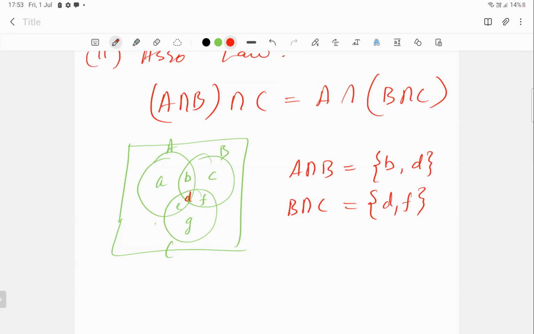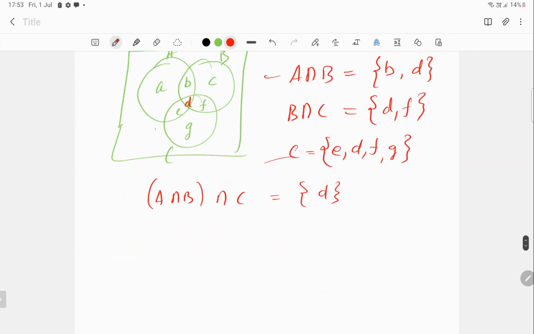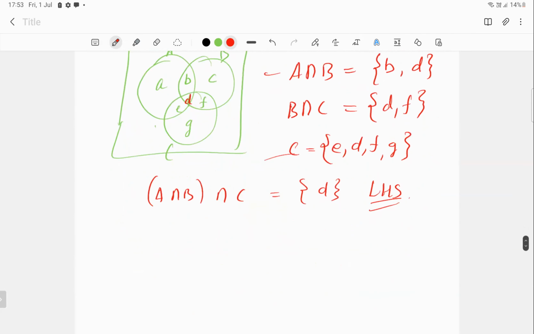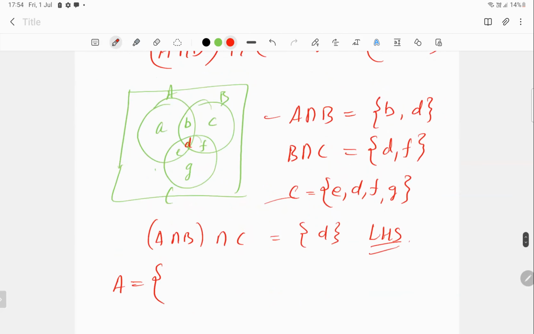Which elements are there in A intersection B? B and D. Now, if you take intersection with C, which element is common? C is having which elements? E, D, F, and G. Now we are taking the intersection of this and this. Which element is common? Only D is there, right? So A intersection B intersection with C will be equal to D. This is your LHS, the left hand side that we have solved. Now for the right hand side, we have A. So what are the elements of A? Sunshine, tell me.